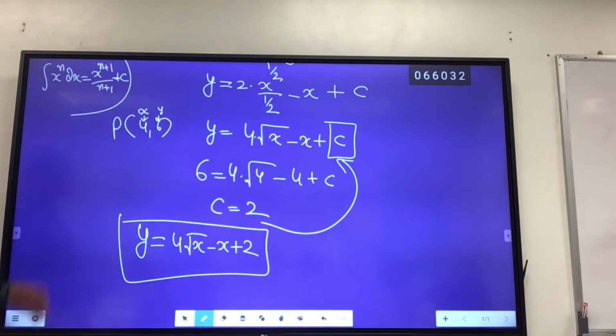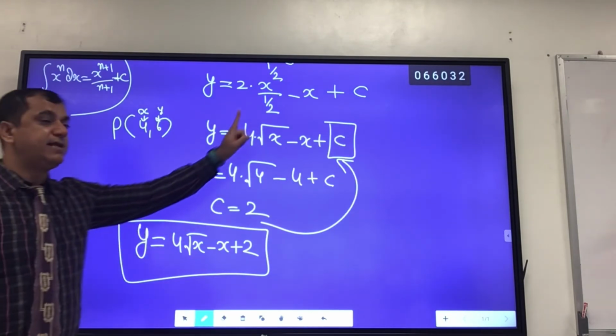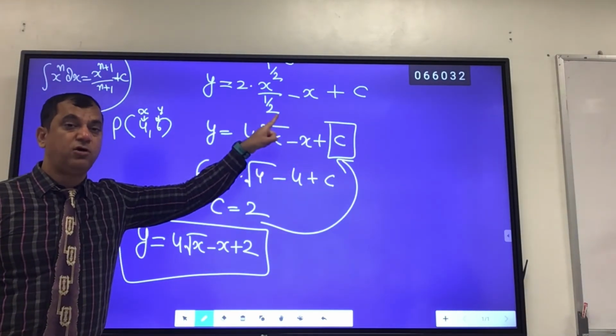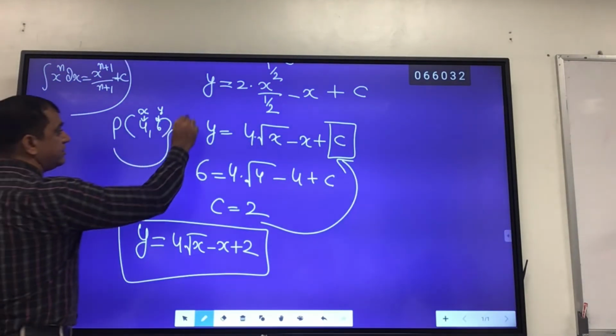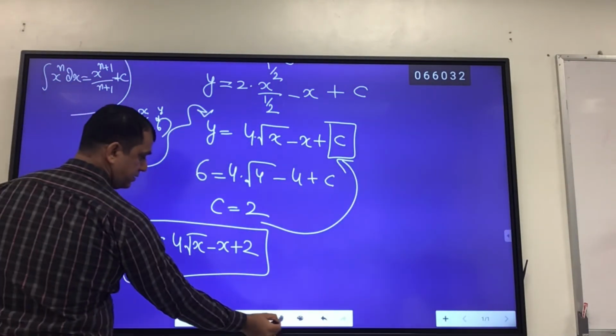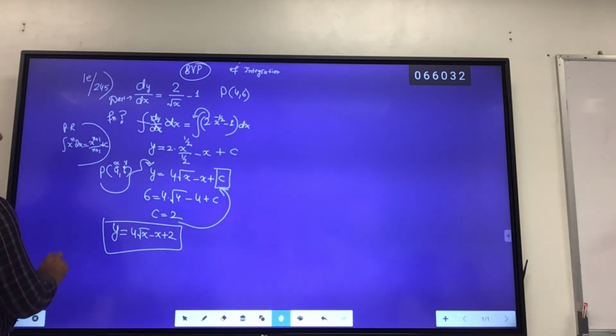We started with the derivative equation called a differential equation. By taking antiderivative or integration, we got this equation. That equation has this constant of integration. We got the value of the constant of integration by using this point which lies on this curve. That's the complete question, guys.